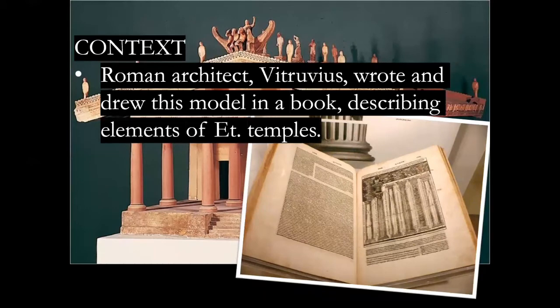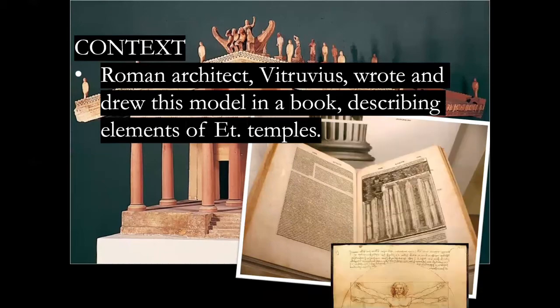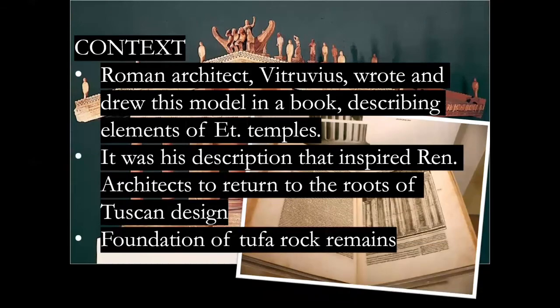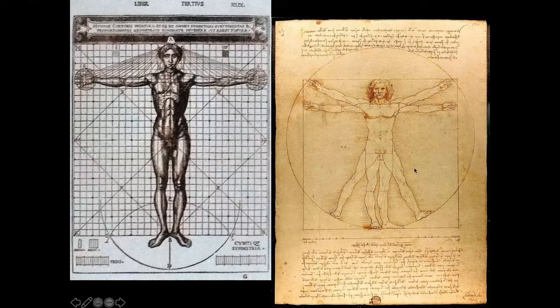So there's a Roman architect named Vitruvius. You might know the name Vitruvius because of the Vitruvian Man, which is on the right. So this is an artwork that Leonardo da Vinci created using the notes of Vitruvius about proportions.